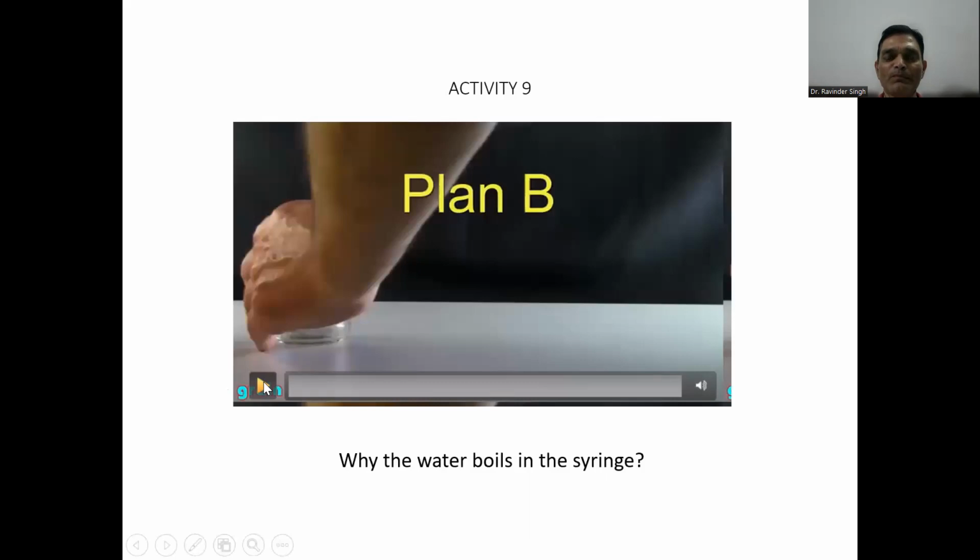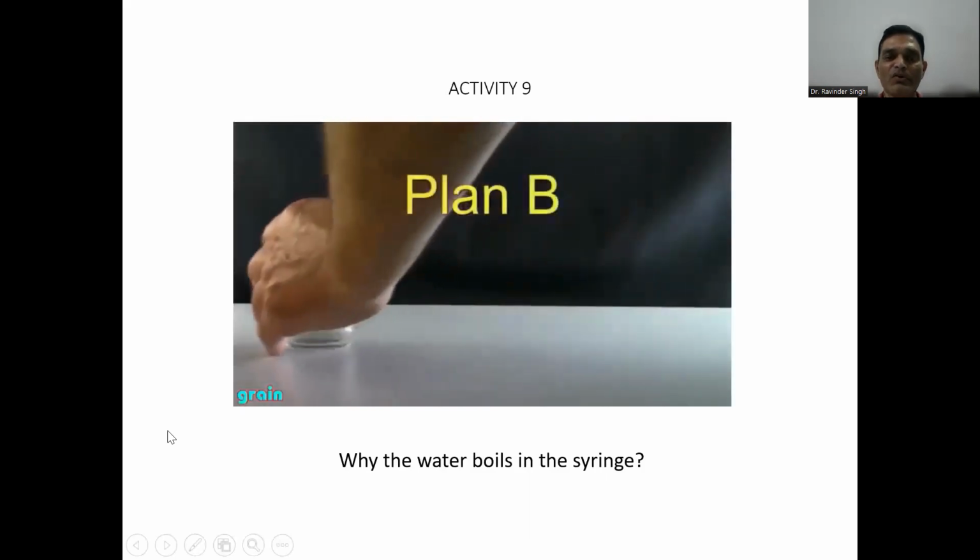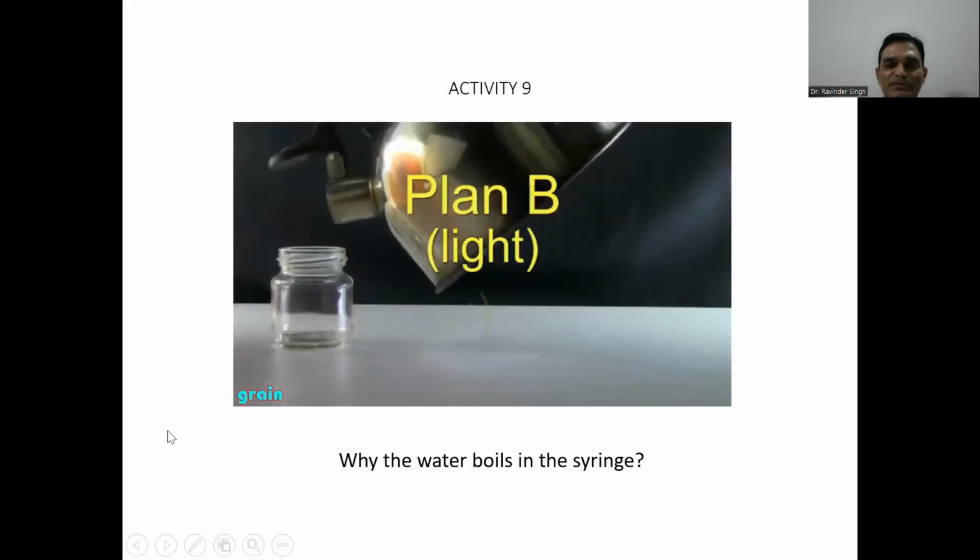Next question for the spectators. Why does the water boil in the syringe?